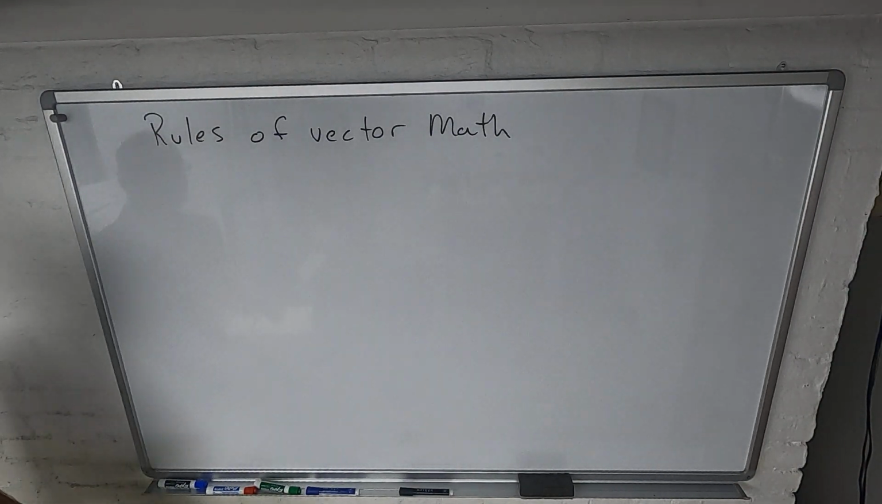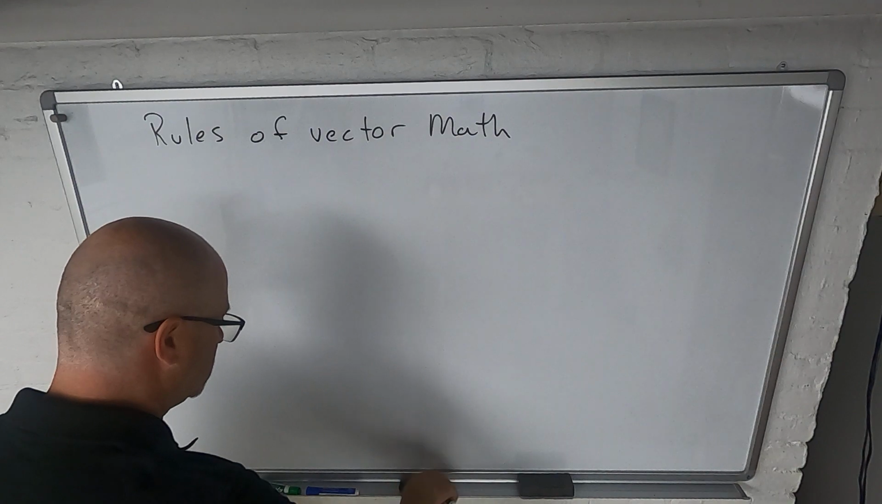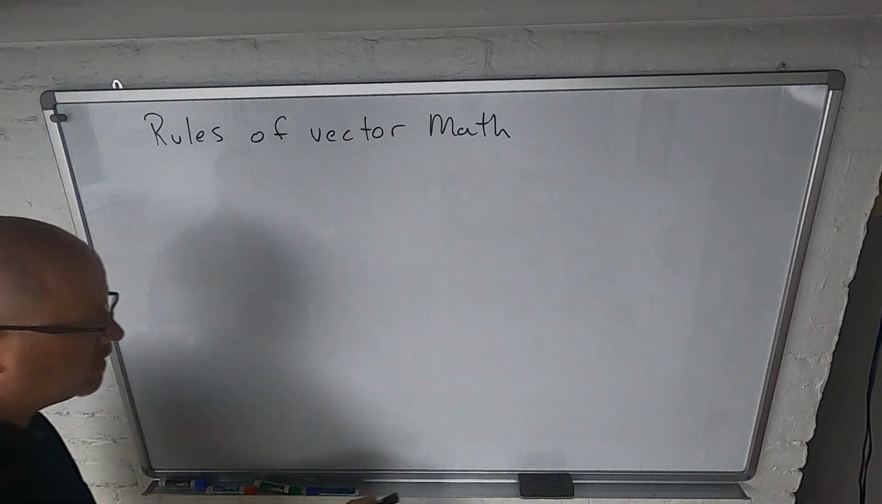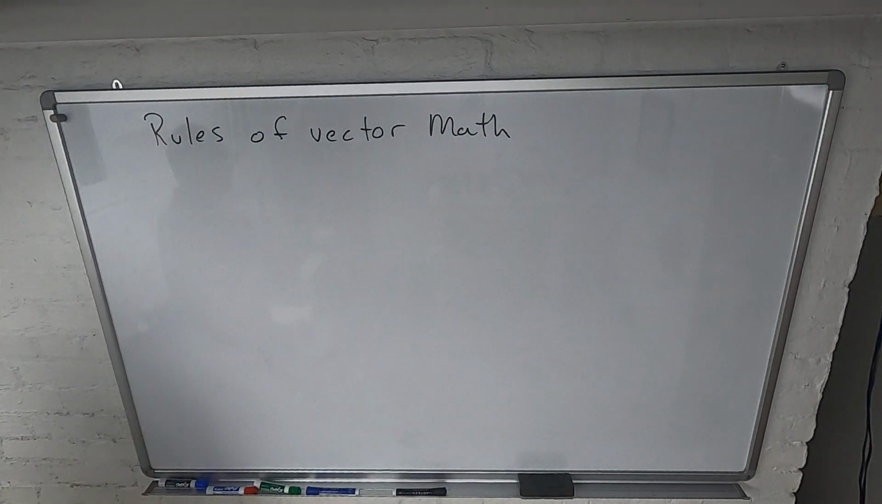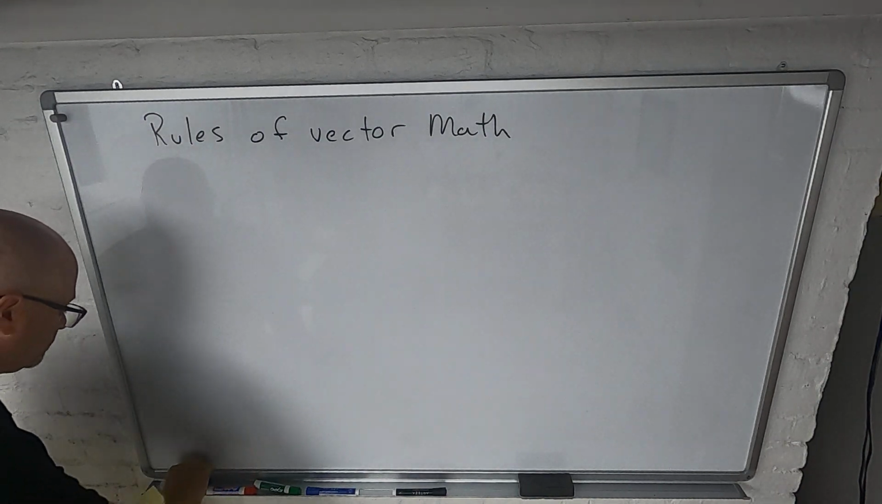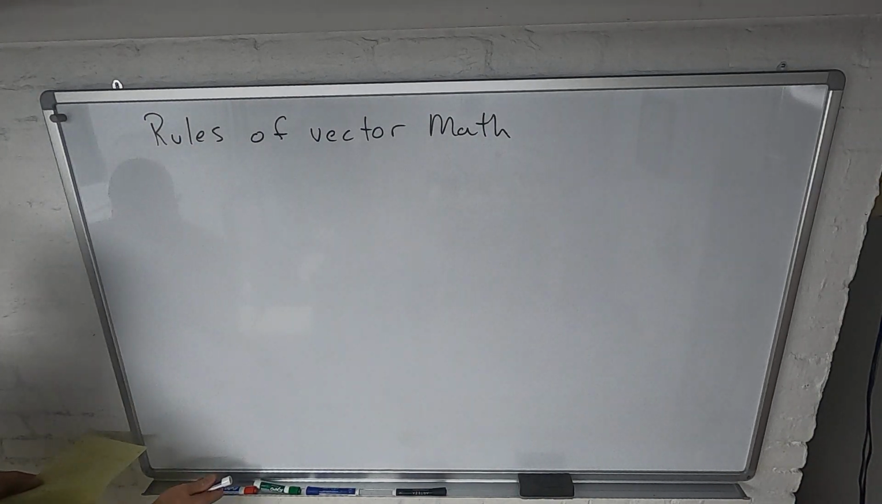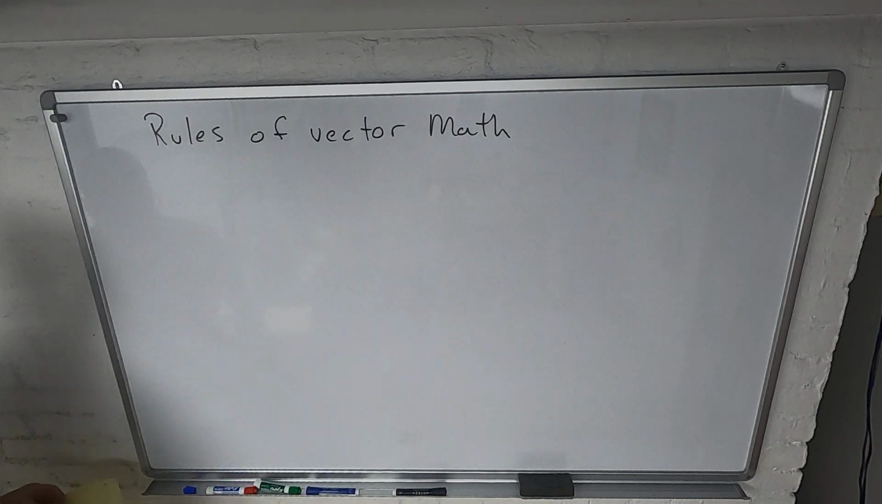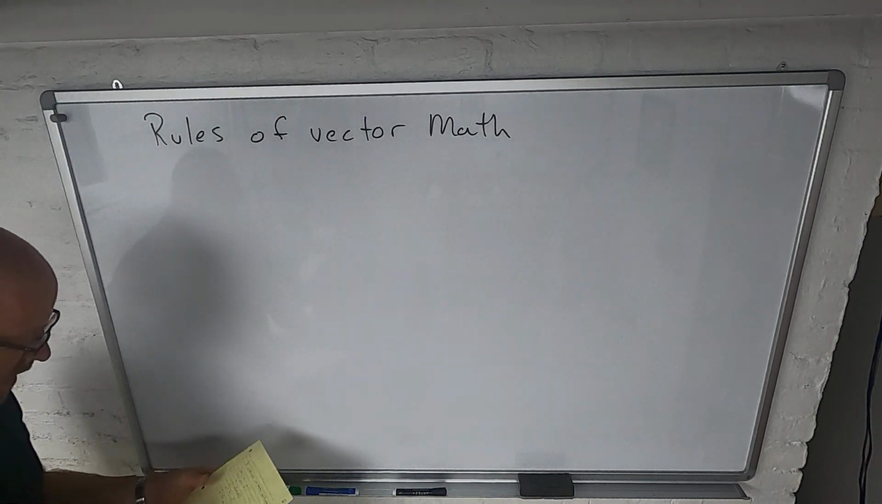Okay, so now let's go over some of the extra rules that we have about how to do the mathematics of vector quantities. All right, so let's say I'd like to take two vectors and add them. That's going to happen a lot. We're going to want to add vectors together.